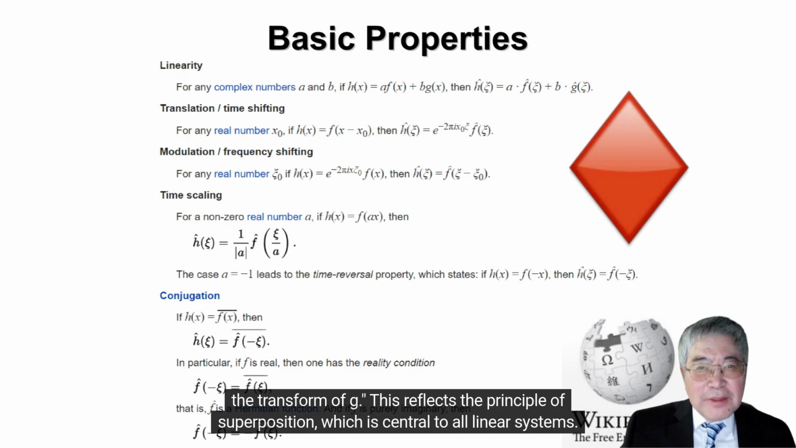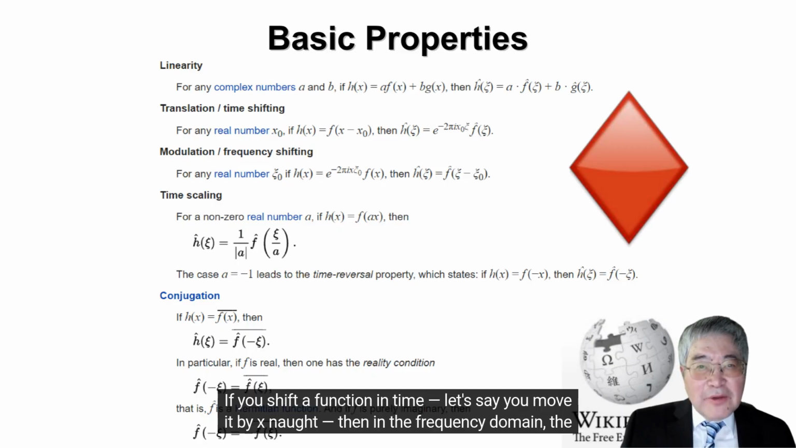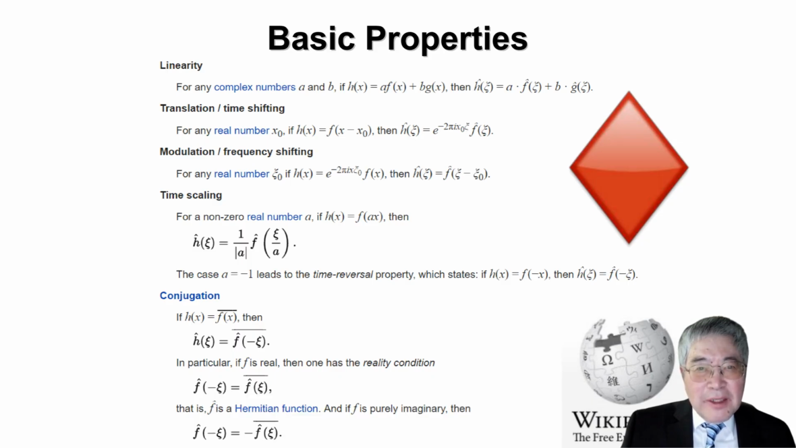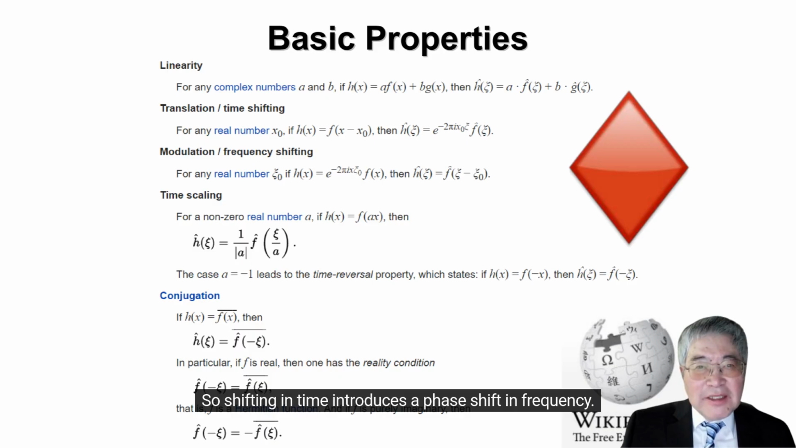This reflects the principle of superposition, which is central to all linear systems. Next is the time-shifting property. If you shift a function in time, let's say you move it by x naught, then in the frequency domain the transform stays the same in shape but gets multiplied by a complex exponential factor. Specifically, it's multiplied by e to the power minus i 2 pi x naught u. So shifting in time introduces a phase shift in frequency.